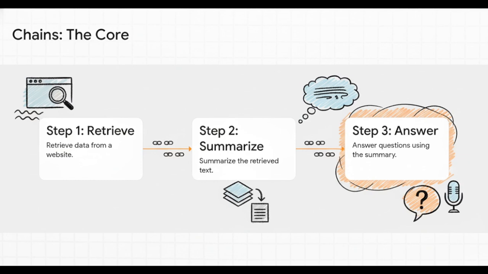They let you create these multi-step workflows where the output from one part becomes the input for the next. So you could build a chain that, say, grabs all the text from a website, feeds it to an LLM for a quick summary, and then uses that summary to answer a user's questions. This is where the magic of orchestration really happens.